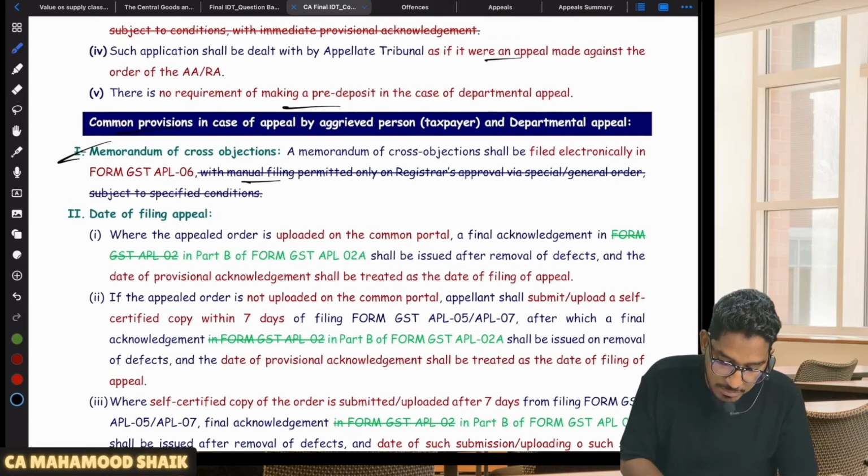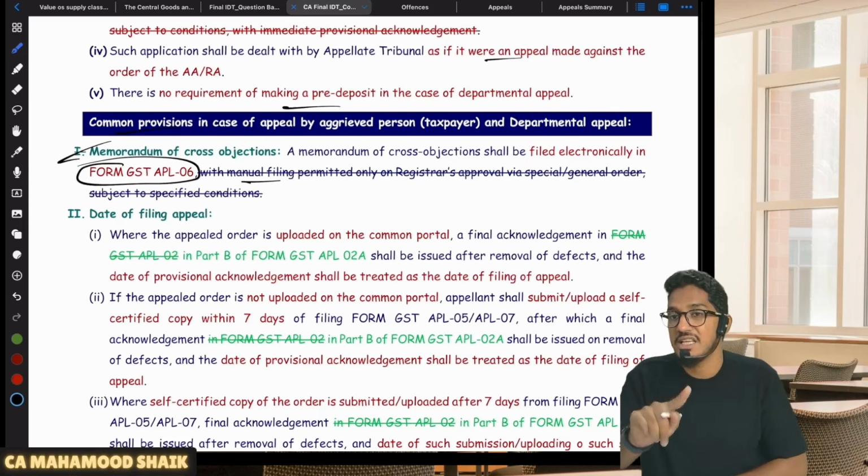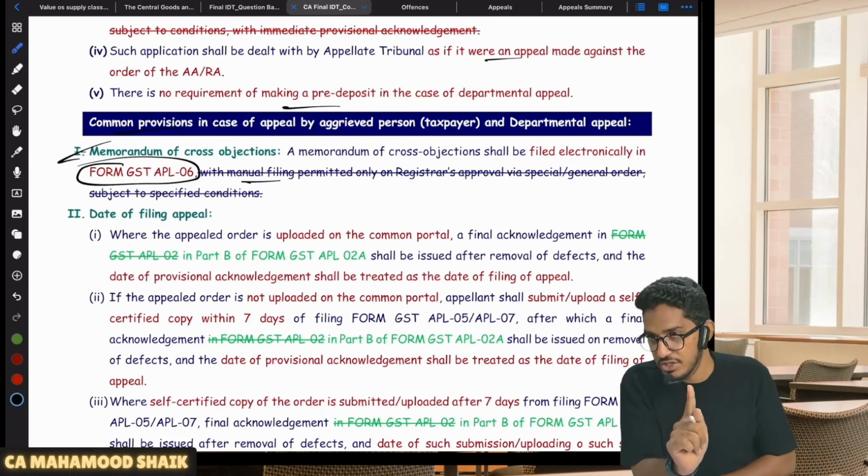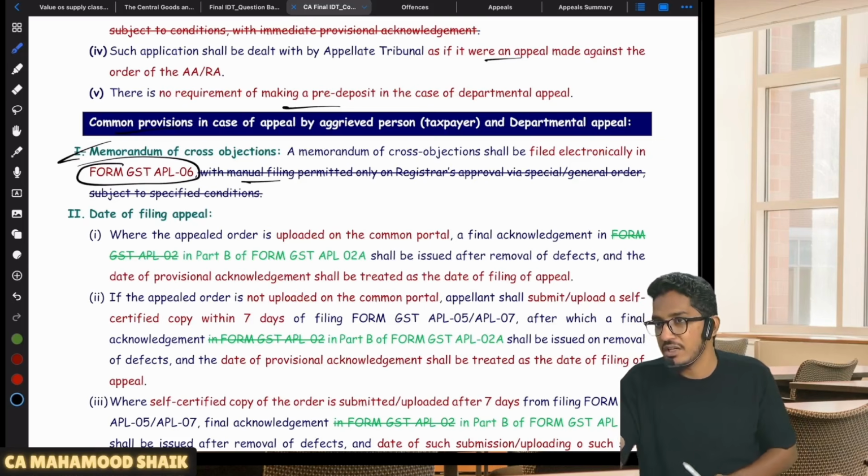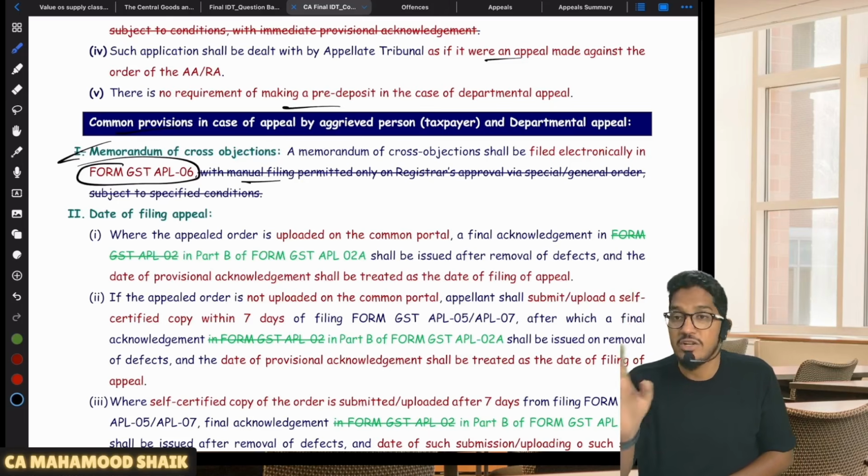So the form for submitting the memorandum of cross objections is GST APL 06. In that you can submit cross objections. Previously they used to permit it manually, but now manual filing is not there, only electronic. Today manual filing is only permitted for GST APL 01. Everything else used to be allowed previously, but now they have stopped it.